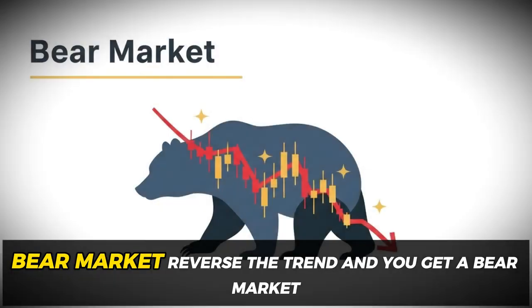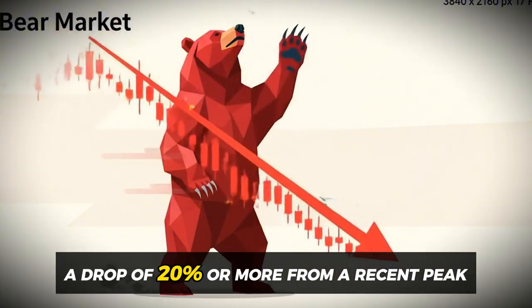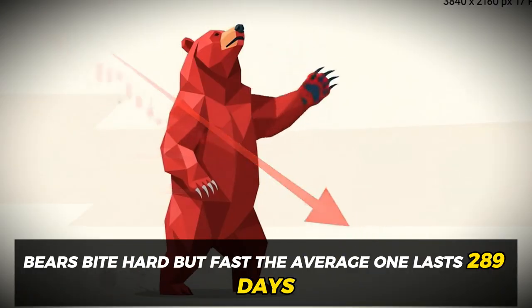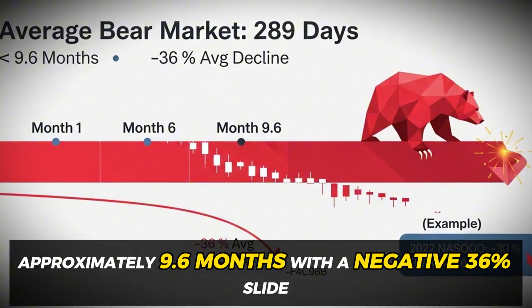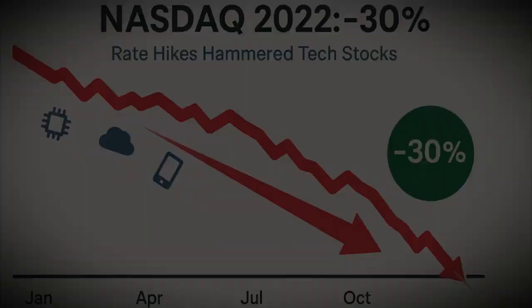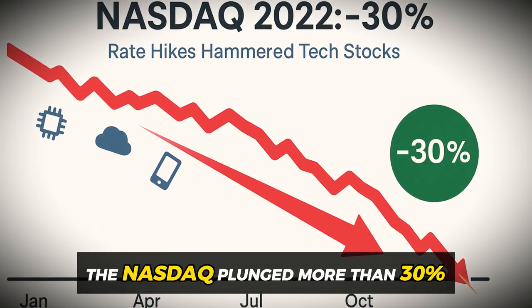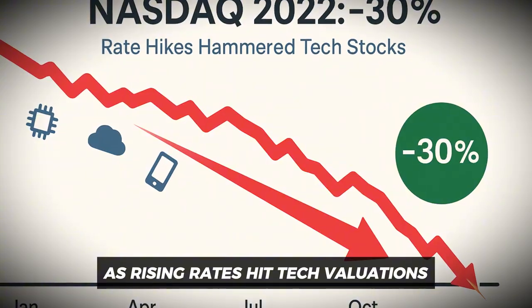Bear market. Reverse the trend and you get a bear market, a drop of 20% or more from a recent peak. Bears bite hard but fast. The average one lasts 289 days, approximately 9.6 months, with a negative 36% slide. In 2022, for instance, the Nasdaq plunged more than 30% as rising rates hit tech valuations.